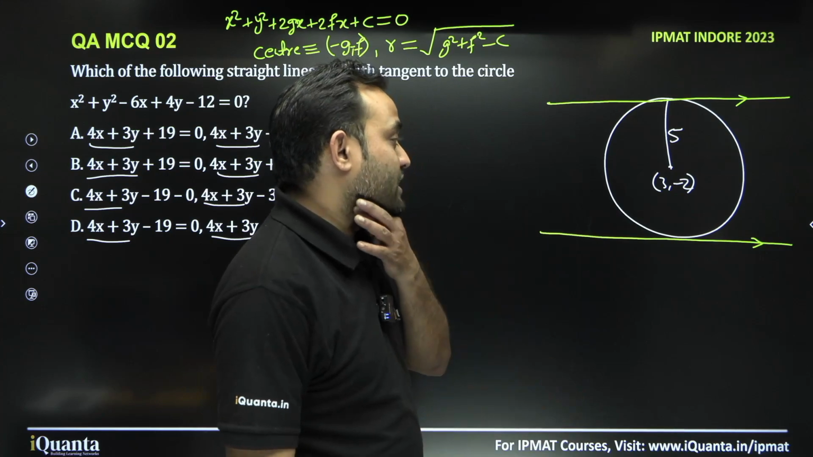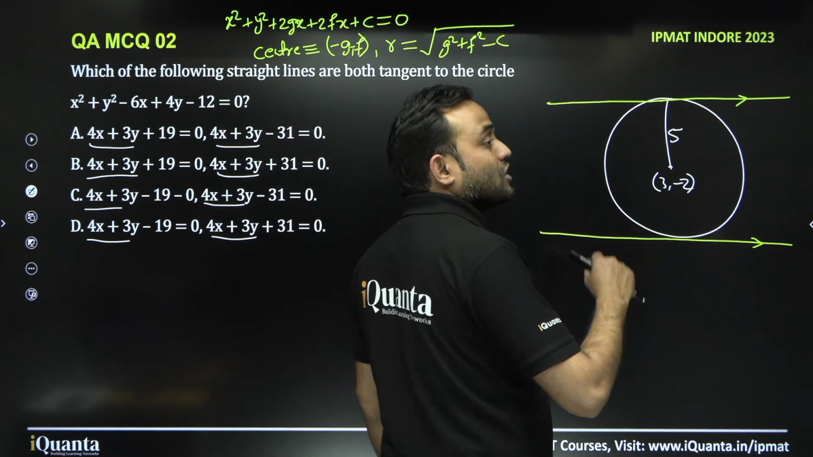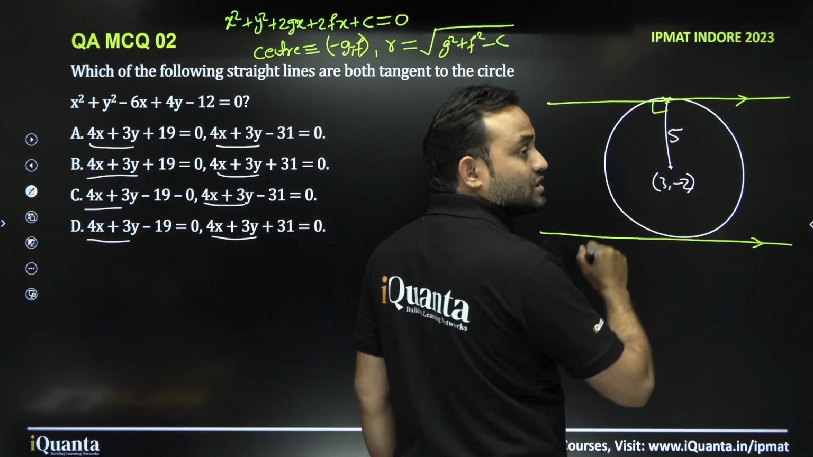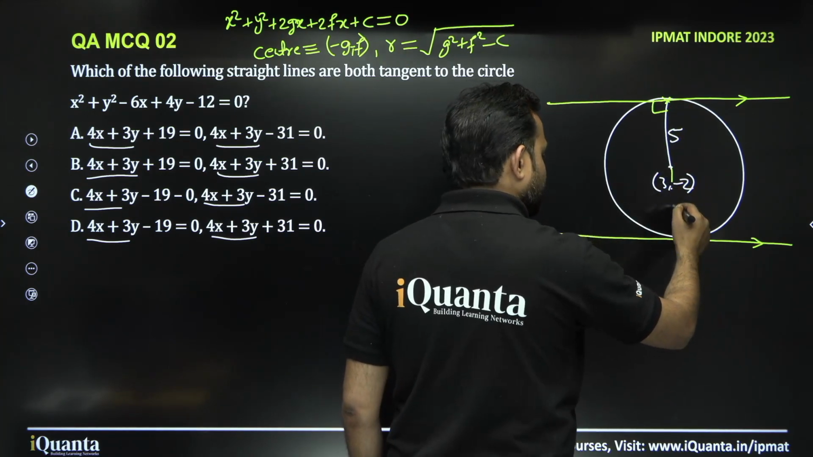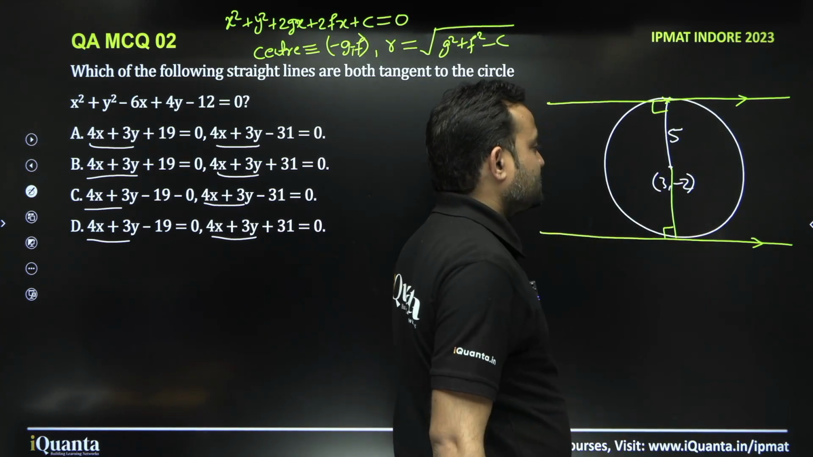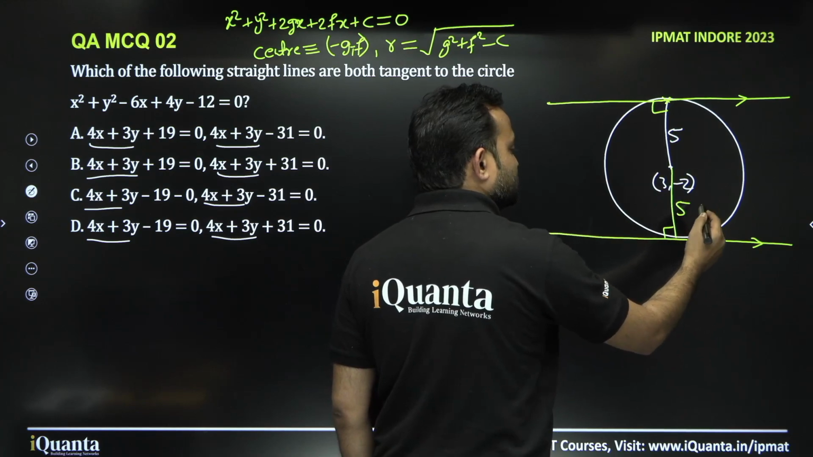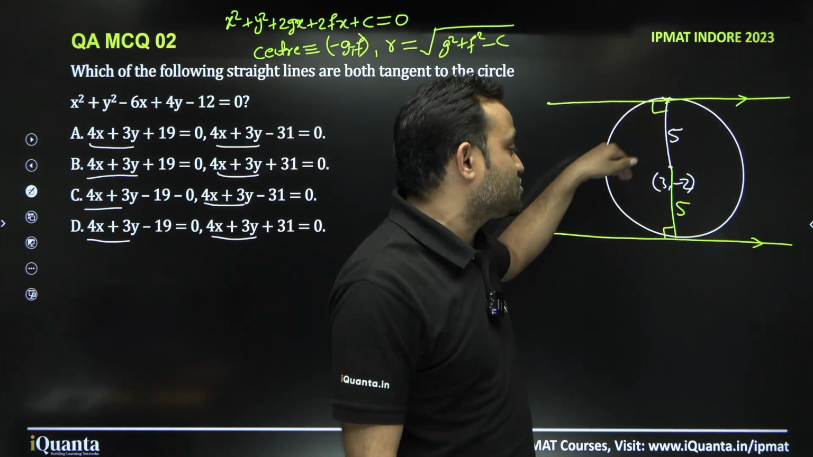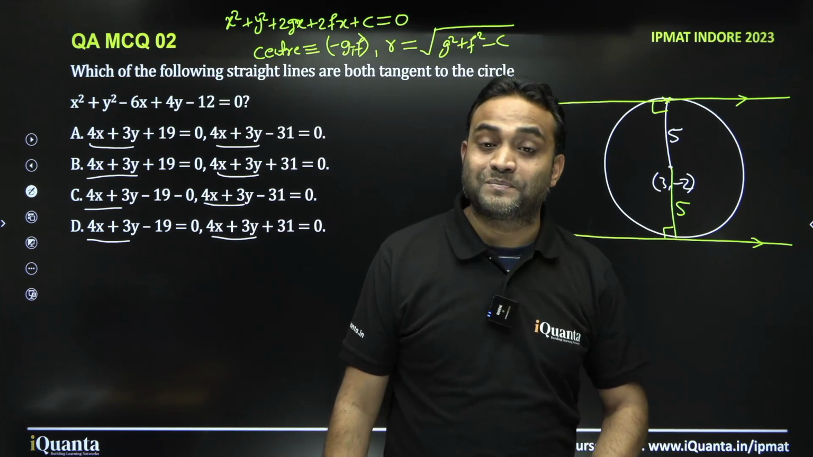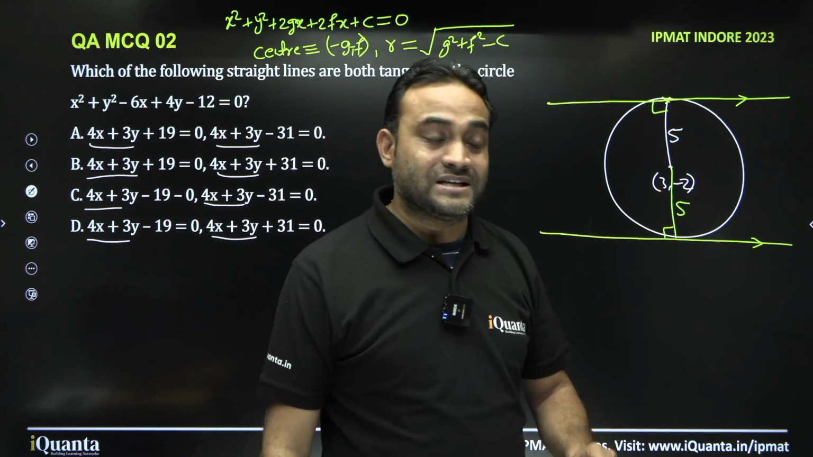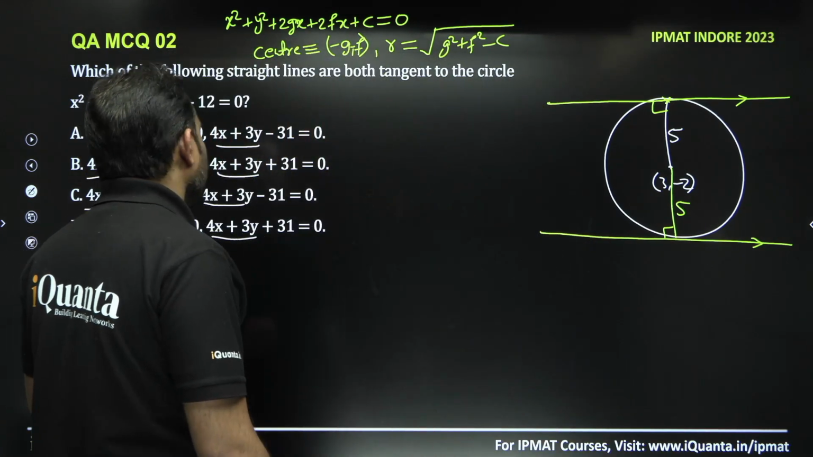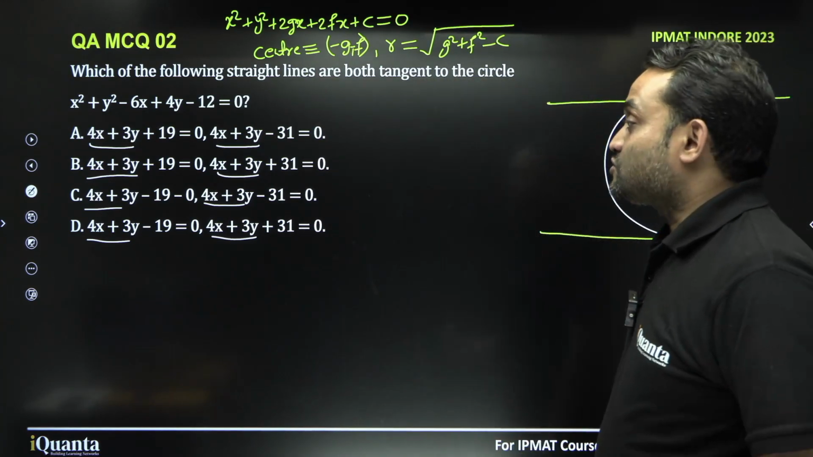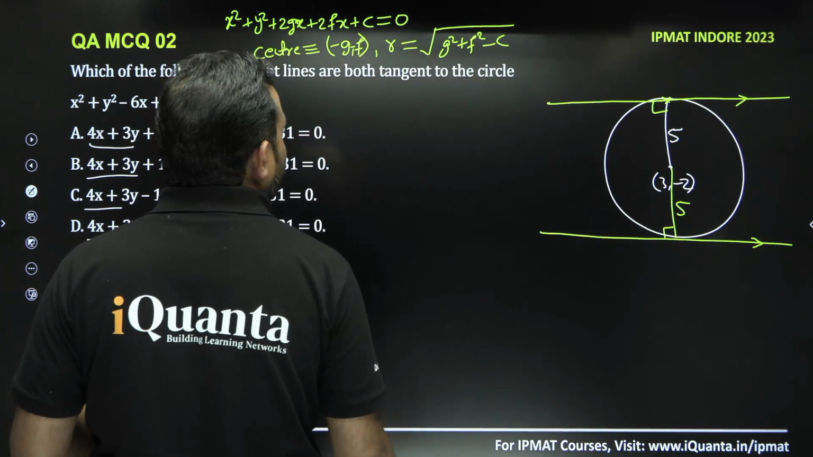Now, one more thing: if you draw the radius to the point of contact, it will be perpendicular to the tangent. So if this is 5, this is also 5. So this whole distance between these 2 lines should be 10. 5 plus 5, 10. So let's see in which of the cases we get the distance between the 2 lines as 10. So if we have 2 parallel lines, how do we find the distance?